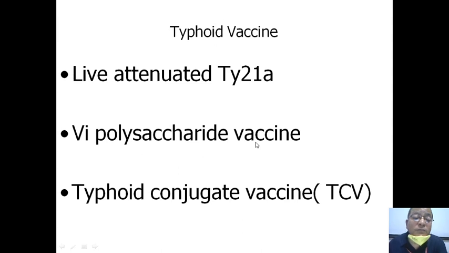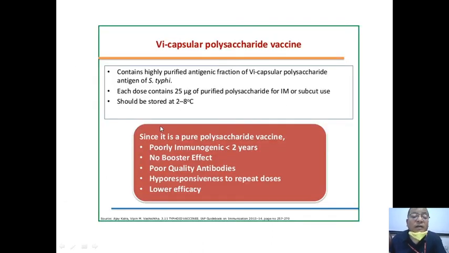But in recent years, the VI polysaccharide vaccine has also been used as a vaccine. But the disadvantage of this vaccine is that it is not effective below 2 years. Children, infants below 2 years of age don't have the capacity to process polysaccharide antigen very well. So the VI polysaccharide vaccine is not a good choice for children suffering from typhoid fever.